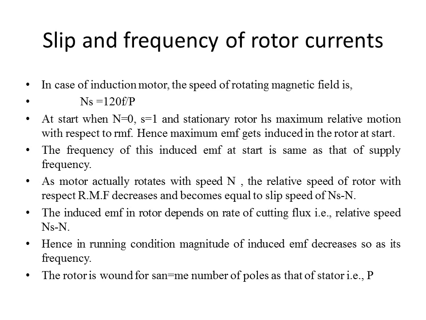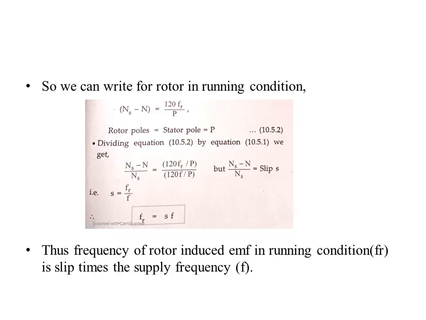So what is the frequency of the rotor currents? Already I have discussed what is relative speed or slip speed. It is Ns minus N. What is slip? Ns minus N by Ns into 100 in terms of percentage. And what is synchronous speed? Already we have discussed, 120 f by P. That is what, the frequency of the rotor current. So we can write Ns minus N is equal to 120 Fr by P.